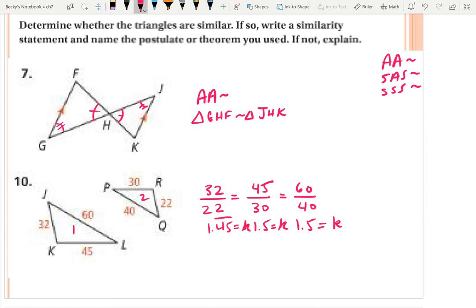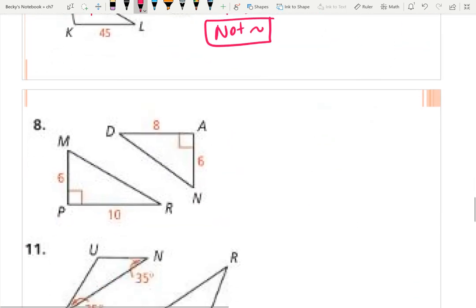Now, I realize this rounds, but we're not going to round. It has to be the same before you round. And this one is not the same as the others. So it's not proportional. So it means they are not similar. Okay. Let's check the next one.